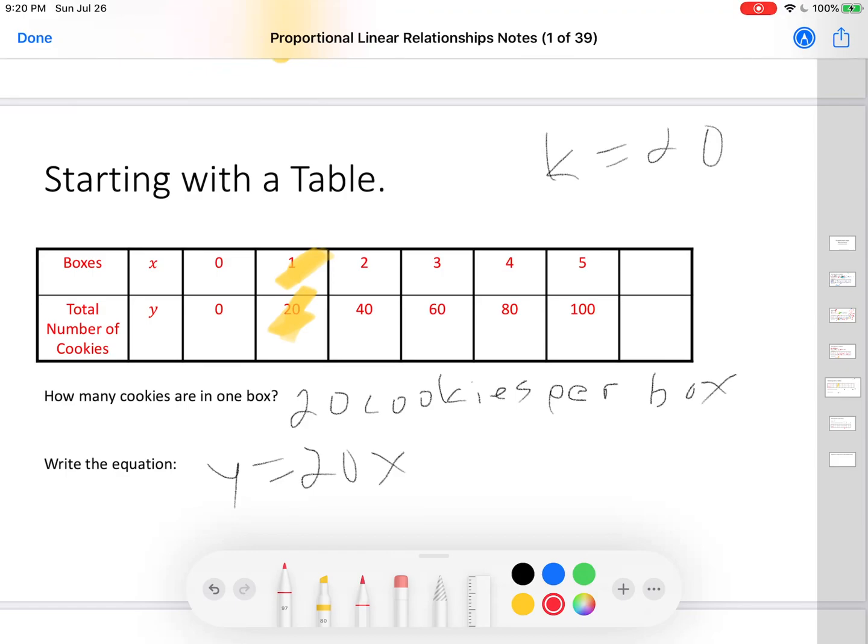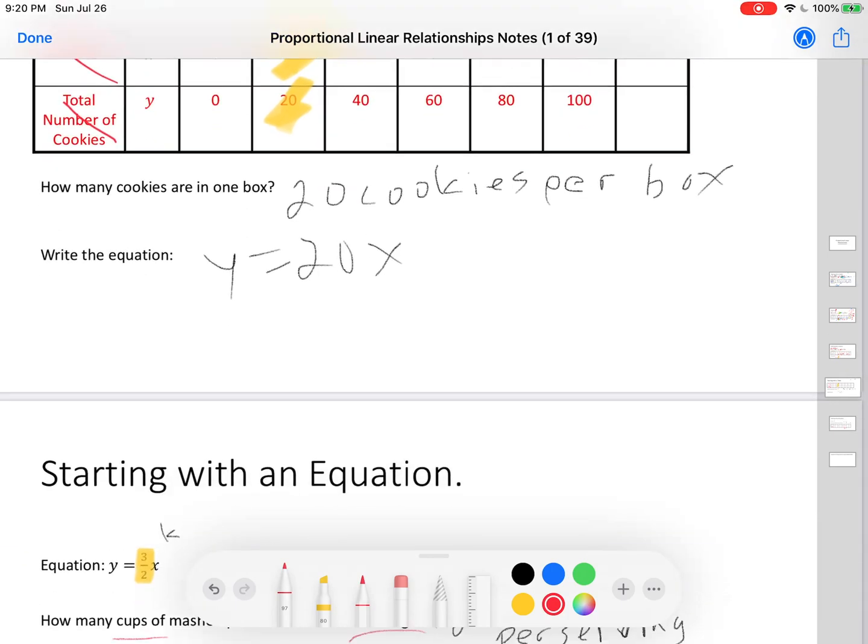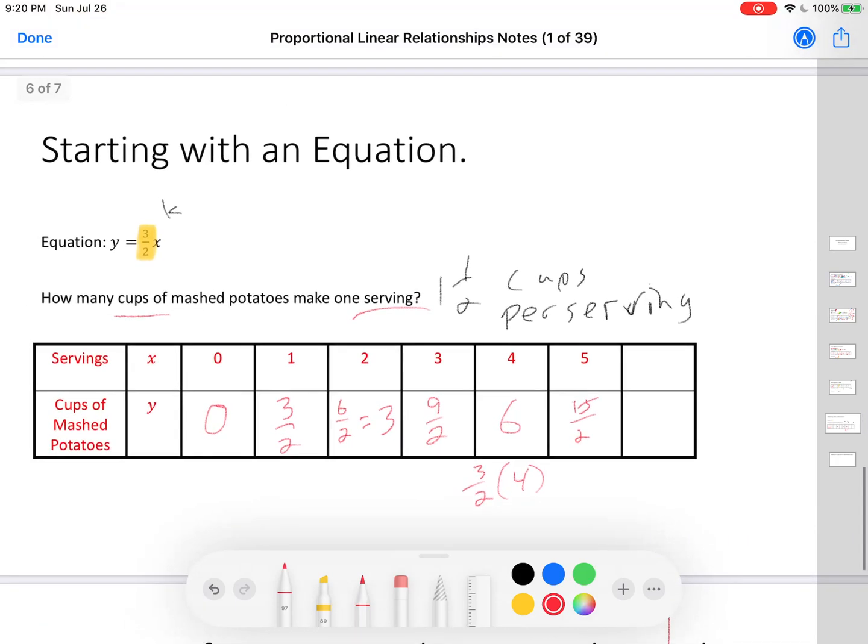If you start with a table, find 1, that value is k, so that's the unit rate. That's a 20, so it's 20 cookies per box. We know it's cookies and boxes because it says cookies and boxes. The equation is y equals that number x, y equals 20x. If I start with an equation, whatever the coefficient of x is, that's k. So just turn it into a mixed number, cups per serving, because it says cups and servings.